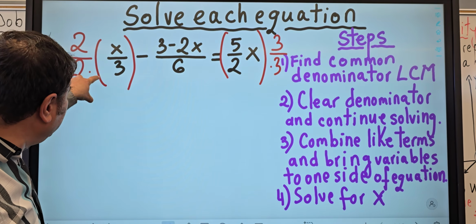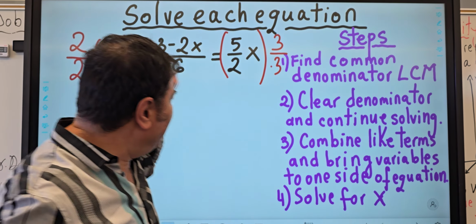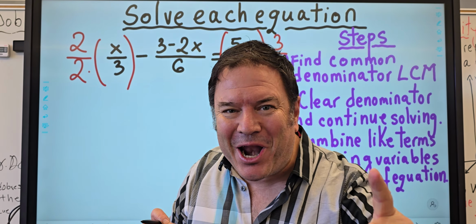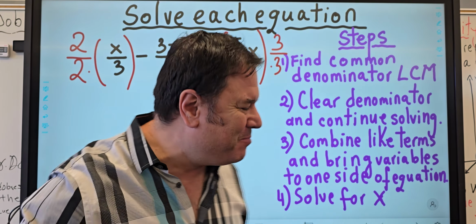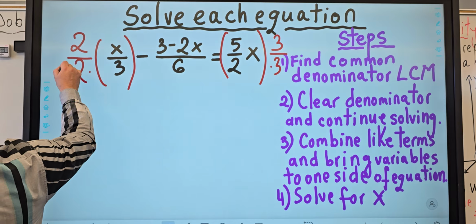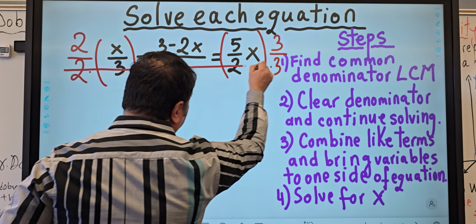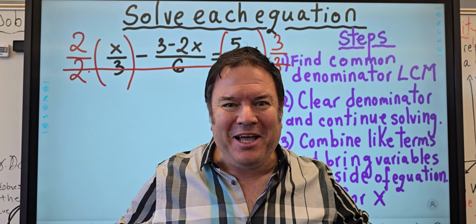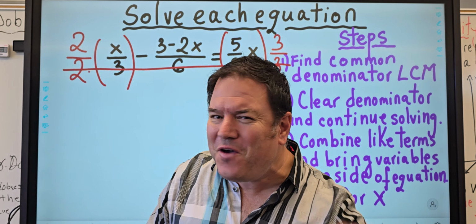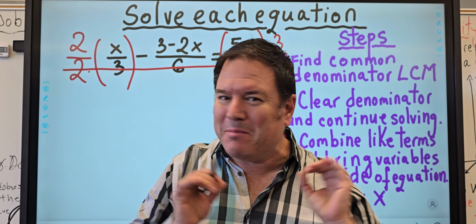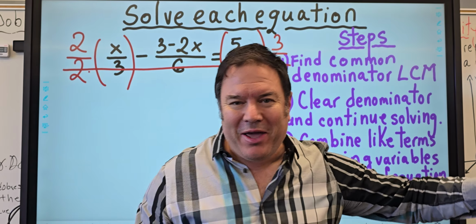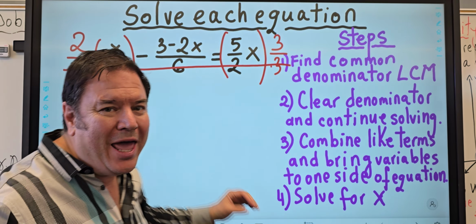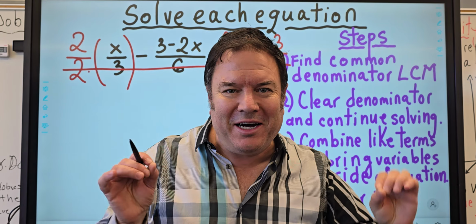Now we see we have 6 here, 6 here, and 6 here. Therefore, we can clear the denominator. So what I want you to do is cross out the entire denominator because we are clearing the denominator. This is a very important concept in mathematics. It's called clearing the denominator, so we don't have a denominator anymore, and now we can solve the equation.